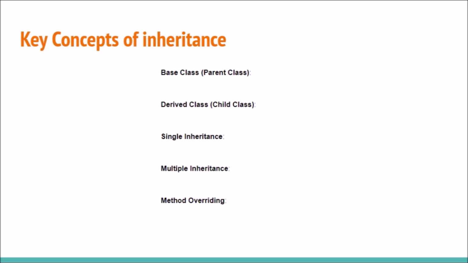Single inheritance. A derived class inherits from a single base class. Multiple inheritance. A derived class inherits from more than one base class. Method overriding. A derived class can provide a specific implementation of a method that is already defined in its base class. Let us see a Python program demonstrating inheritance.